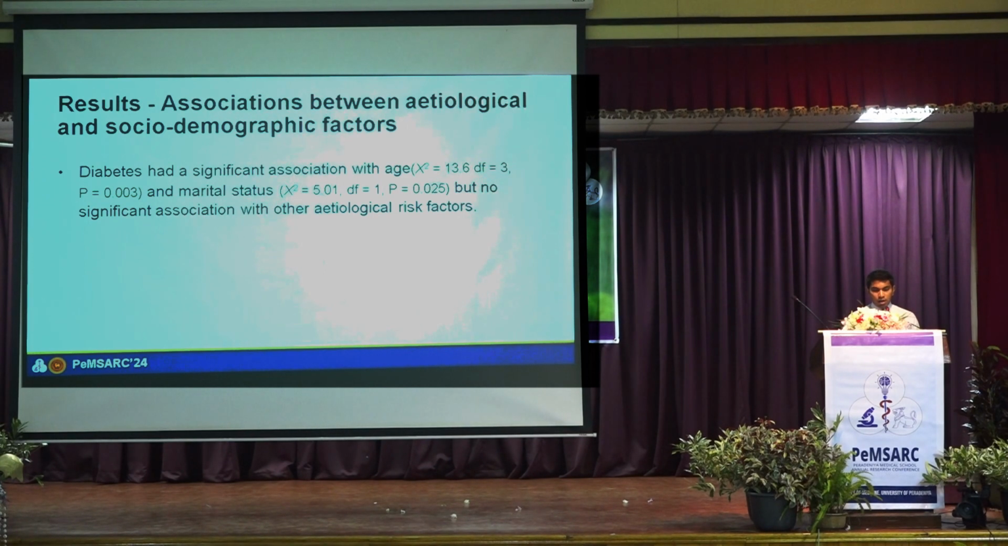So, associations. Finally, interestingly and also surprisingly, there are only 2 significant associations we found. Those were diabetes with age and diabetes with marital status, which means the risk of having diabetes was increasing with age, and the risk of having diabetes was more in married people. And for others, we either found no significant association, or the results were invalid because of the inadequate number of cases we found.